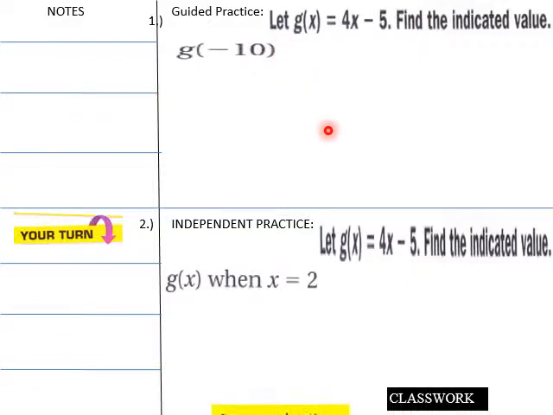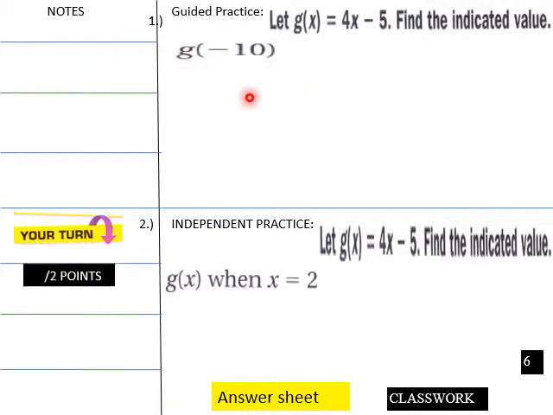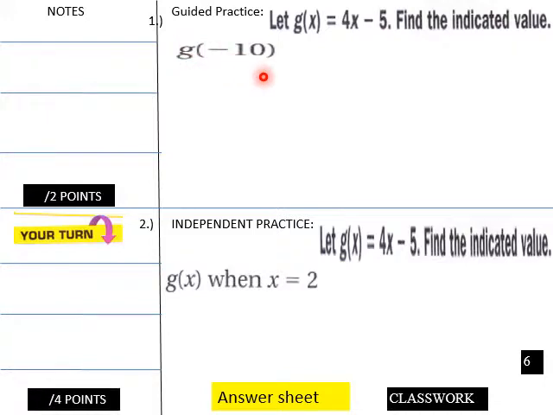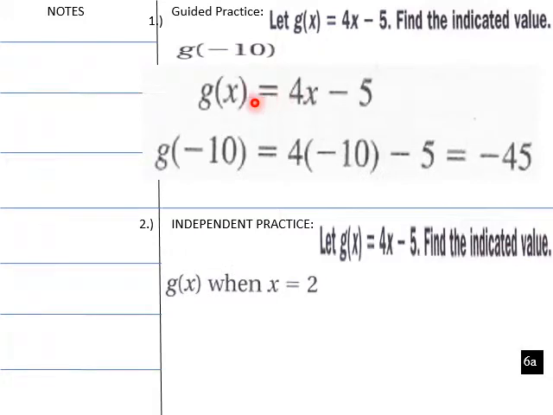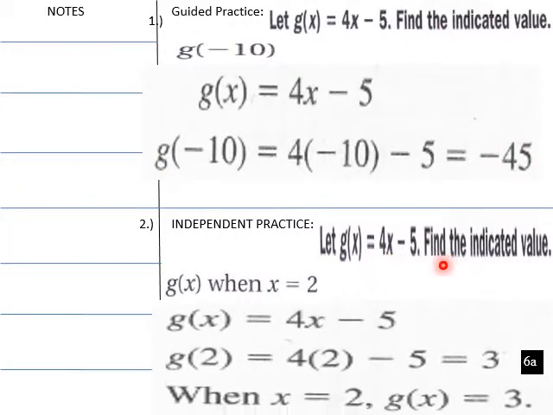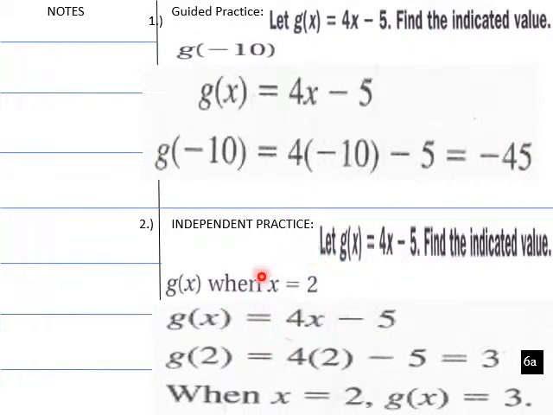So moving into our guided practice here for g of -10, since this is yours, let's find out what g of -10 would be. We substitute -10 for x, and g of -10 equals 4 times -10 minus 5, and we get -45. Oh, wait, students, you get a freebie here. When x equals 2, g of 2 equals 4 times 2 minus 5 equals 3. So when x equals 2, g of x equals 3.